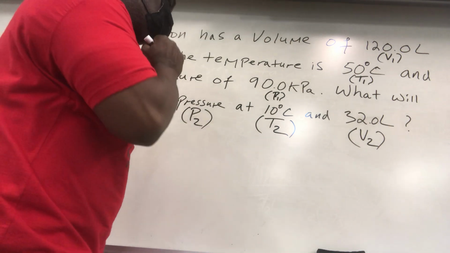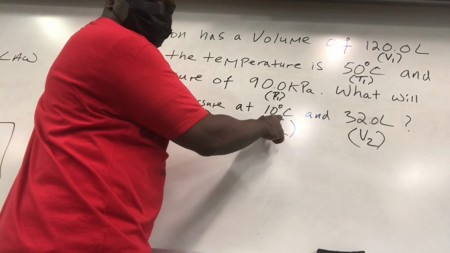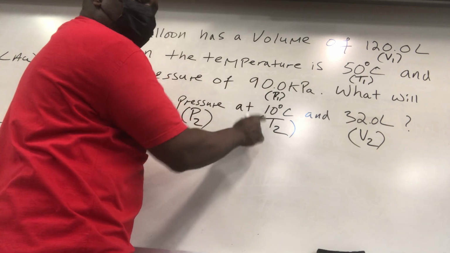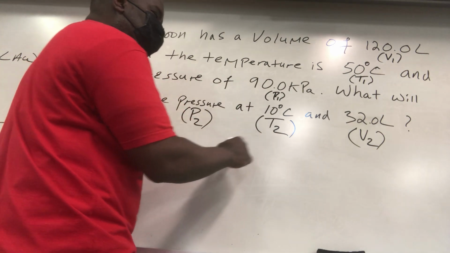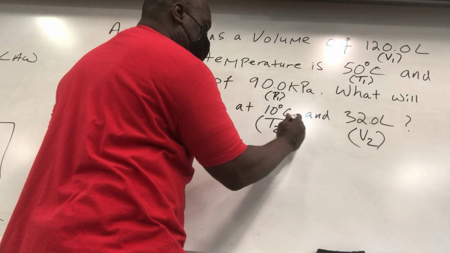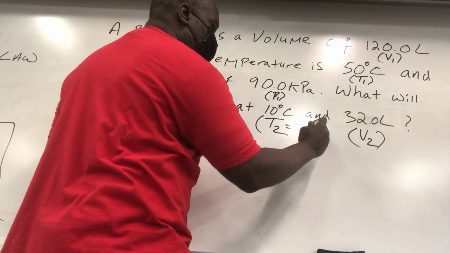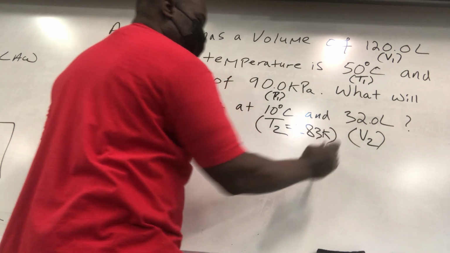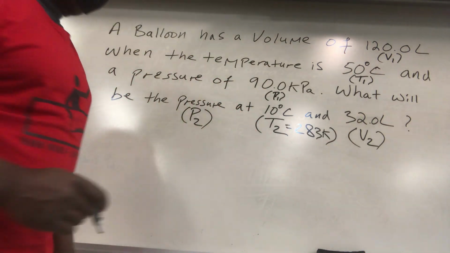No problem. So, if this is 10 degrees C, okay, this is our T2. We need to add 273 to that to convert it to Kelvin. So our T2 is going to be equal to 283 Kelvin. All right, bam.